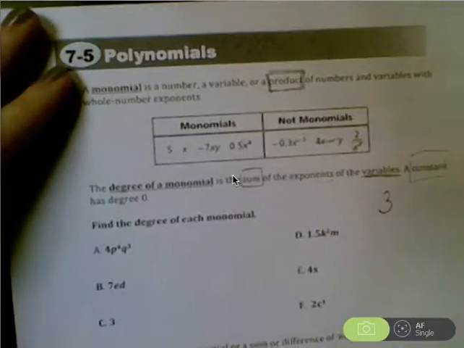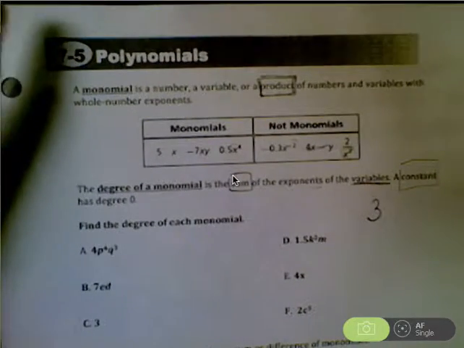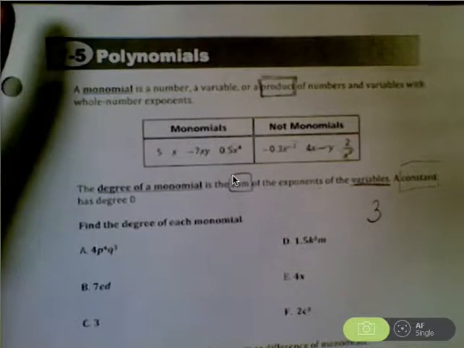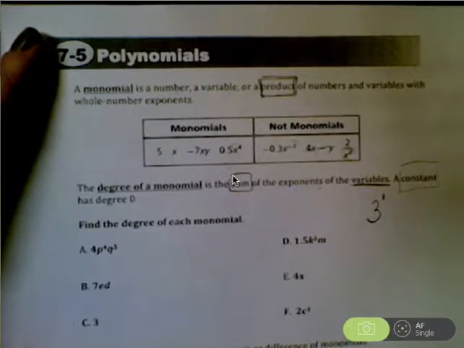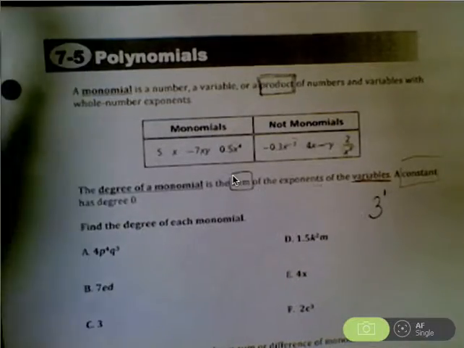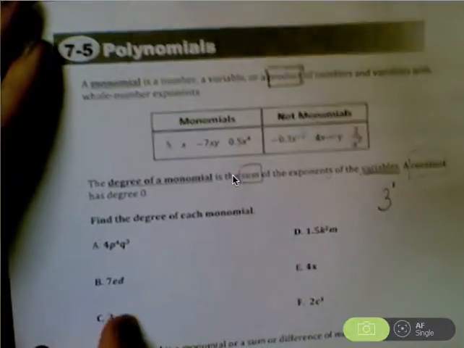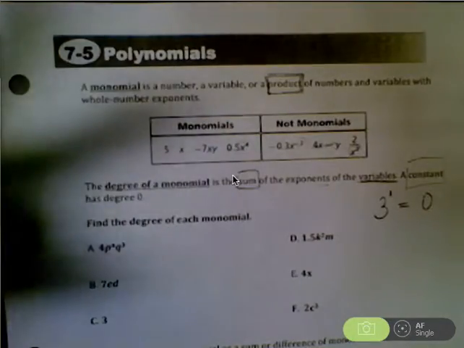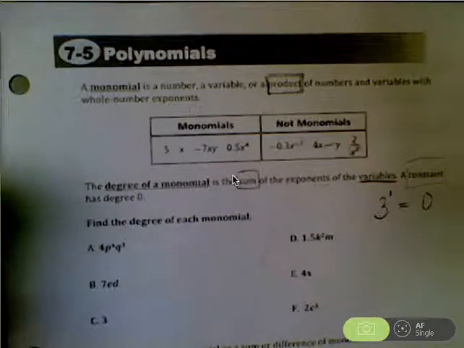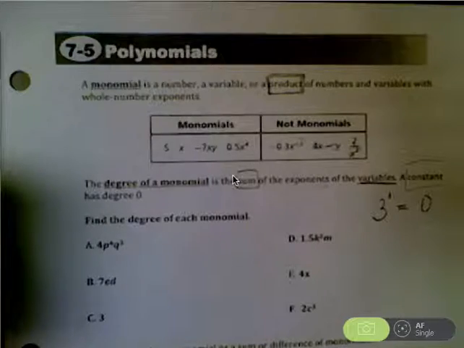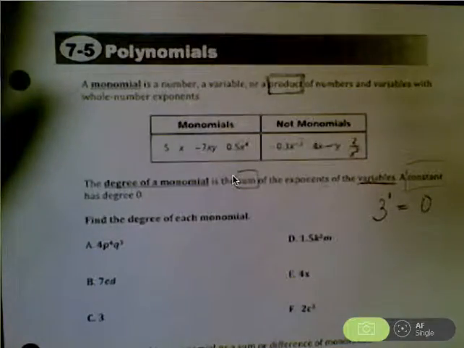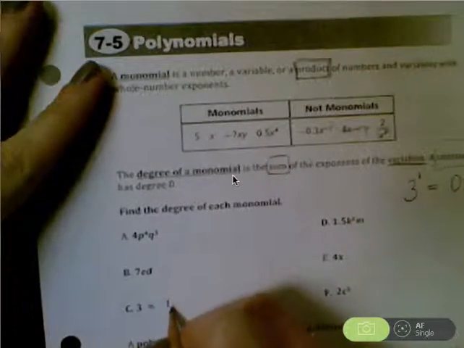For example, the number 3 has an exponent of what? What's the exponent attached to this number? 1. Okay, 3 to the power of 1 is 3. However, if you were giving the degree of the number 3, like it's asking you to do in letter C, the degree is not 1. The degree is actually 0. Because what the degree is referring to is the exponents of the variables. Since 3 does not have a variable, that's why it has a degree of 0, because there's no variable attached to 3. So the degree of any constant is 0.